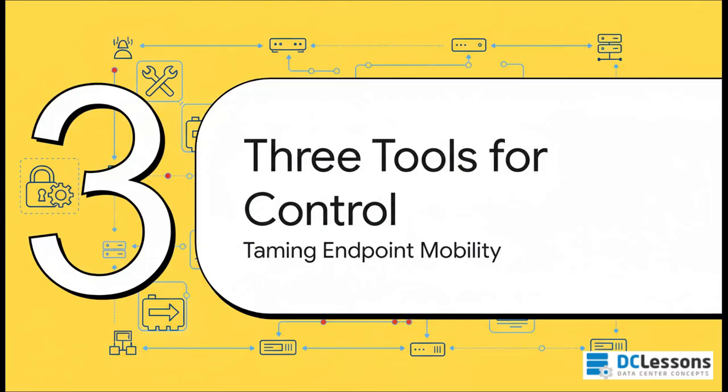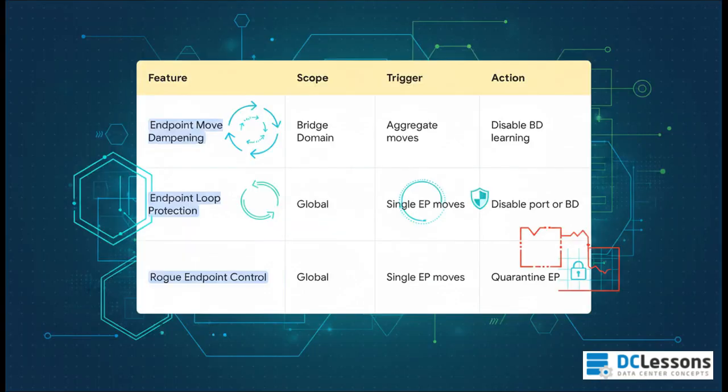Okay, so we've got a flapping endpoint, and it's threatening to take down our whole fabric. How do we stop it? Well, thankfully, ACI gives us a toolkit with three different features designed to deal with this exact scenario. Let's break down our options. First, you've got endpoint move dampening. This one is scoped to a single bridge domain, a BD, and it kicks in based on the total number of moves. Then you have endpoint loop protection and rogue endpoint control. These are both global settings, and they're focused on a single bad actor, a single misbehaving endpoint. But, as you're about to see, the actions they take are worlds apart.